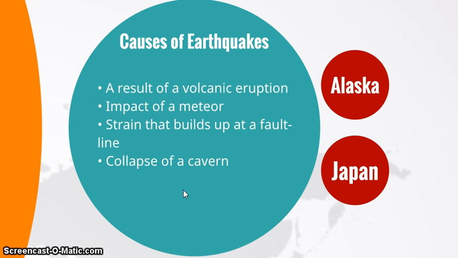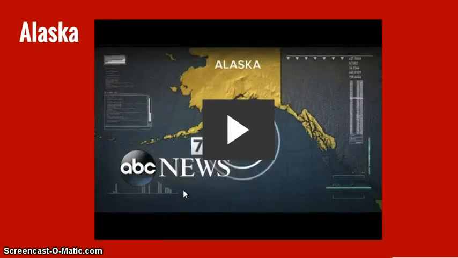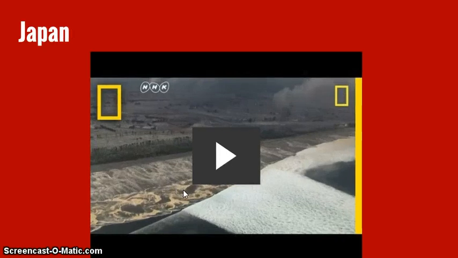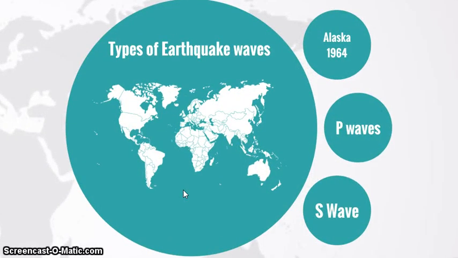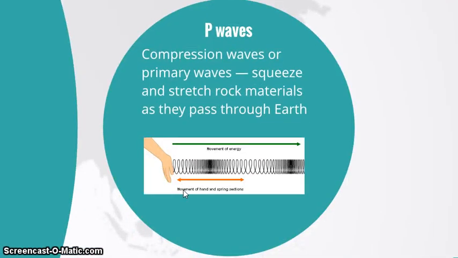And collapses of caverns, if we're having areas where the voids inside the earth are falling in or getting filled back up, that can create an earthquake at the surface, or that disturbance of the crust of the top of the earth. We talked about the somewhat recent earthquake in Alaska, and then we compared that to the tsunami of Japan. And we looked at earthquakes and the type of waves, and we looked at some of the top earthquakes on the planet.